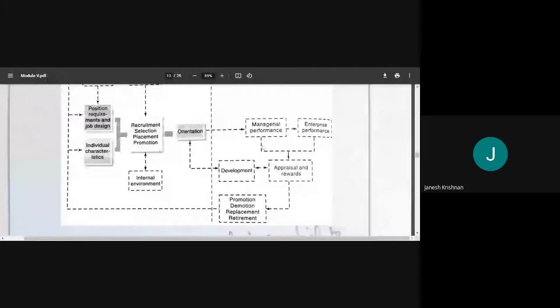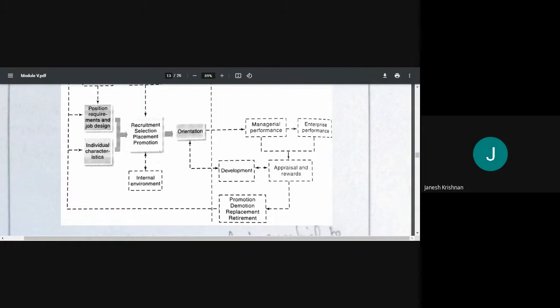Then we have to do the output. Output is appraisal and rewards. Based on the manager's performance and the company's performance: if the manager is performing very well, but the company is not doing good, we might not be able to give him the salary hike which he deserves, right? So both have to be considered, the company's performance and also the manager's performance.